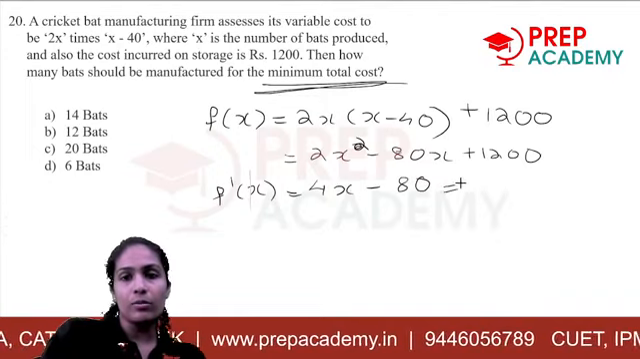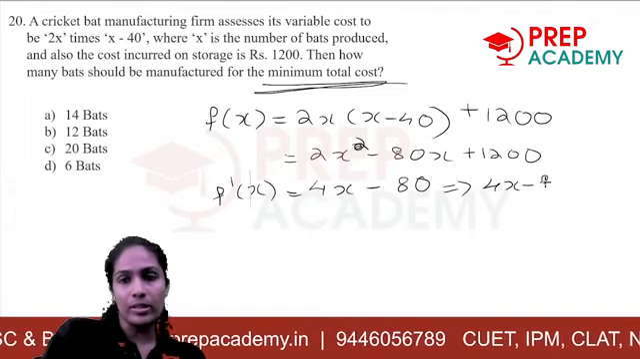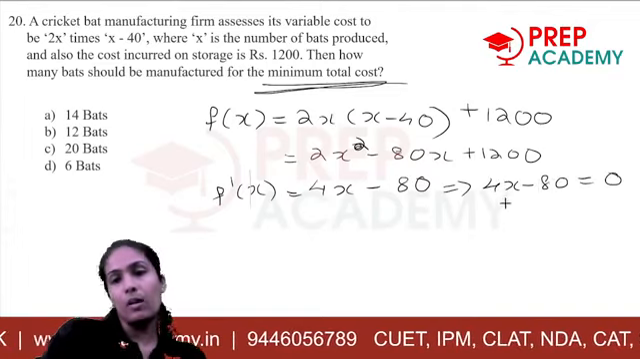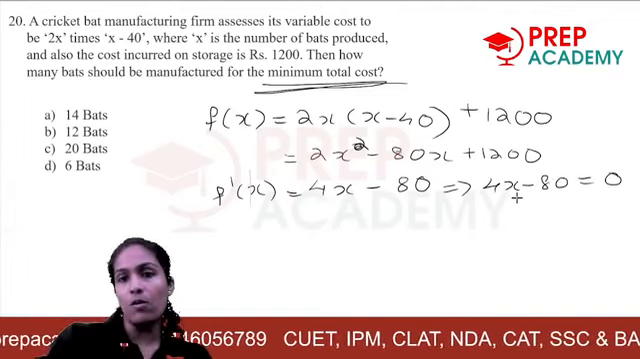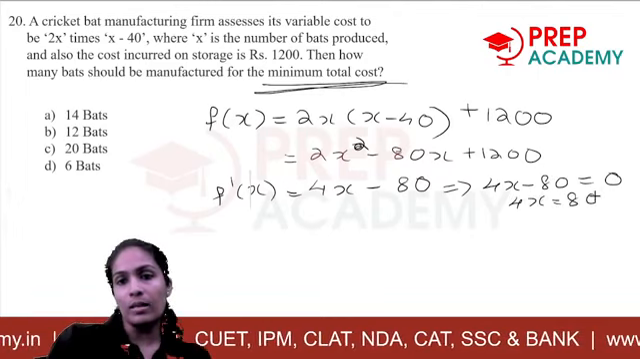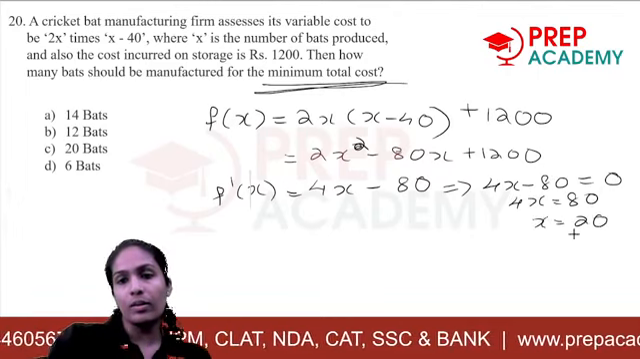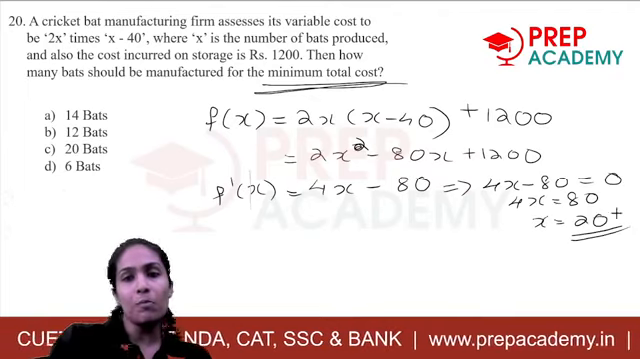Now equate this to 0, which is 4x minus 80. This is done to find the critical point. So 4x minus 80 is equal to 0, or 4x is equal to 80, or x is equal to 20. 80 by 4 is 20. So the critical point is 20.